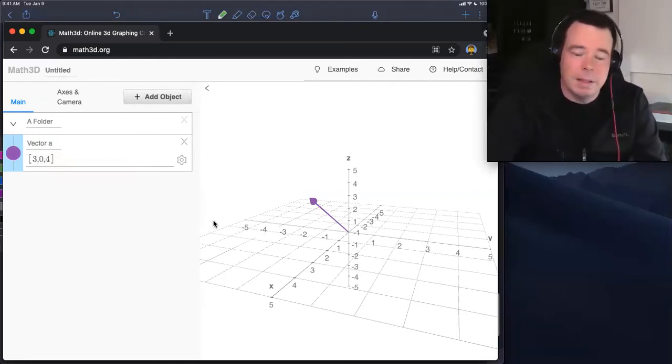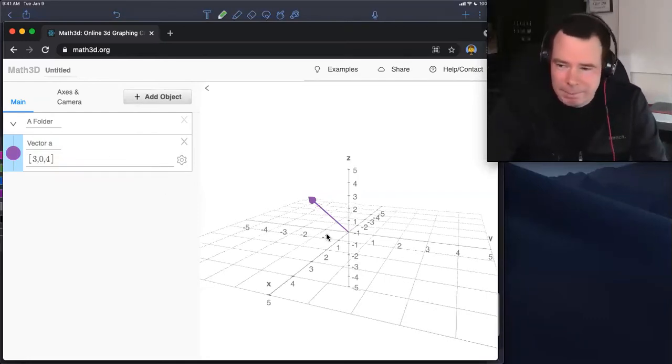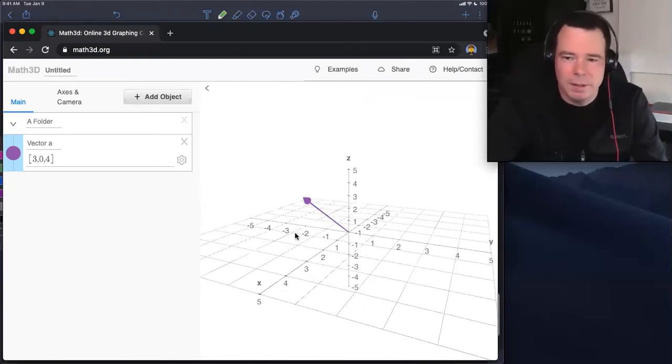Now, one of the things I did talk about when we were talking about vectors is vectors don't have a place of origin. They don't have a specified point that they have to always emanate from. This vector A, 3, 0, 4, is just the arrow. It's got a length and it's got a direction. It doesn't have a place of origin. It just so happens that the software always just plots them at the origin, but we could move them around.